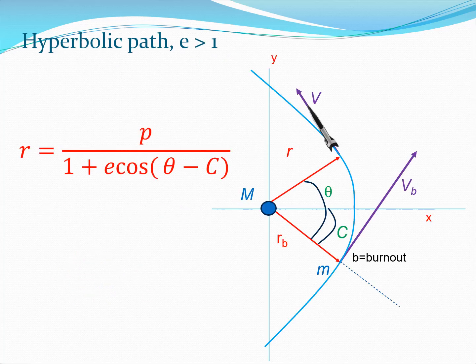Now the hyperbolic path is given in this manner here, and you can clearly see here that is the burnout and this is the velocity here in the hyperbolic path. So the equation now is given by r equals p by 1 plus e cos theta minus c, and the curve here is the hyperbola.